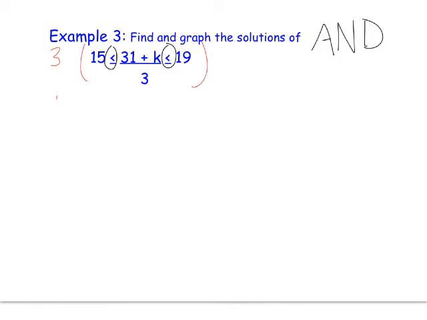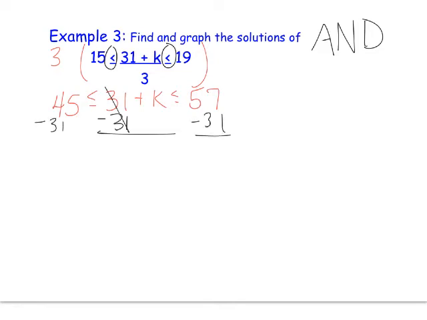So 3 times 15, that's 45. When I multiply the middle section by 3, it just cancels with the denominator, and I'm left with 31 plus k. And then 19 times 3 is 57. So that's the first part. And then second, I want to get the k alone. So I'm going to subtract a 31. If I subtract a 31, I'm going to subtract a 31 on all parts. So 45 minus 31 is 14. We have our k. And 57 minus 31 is 26.